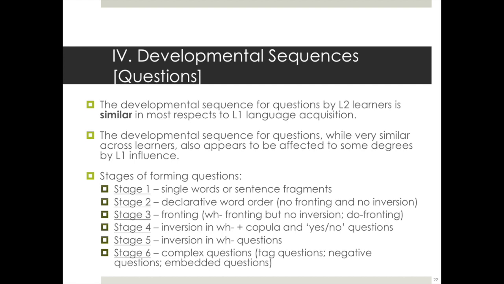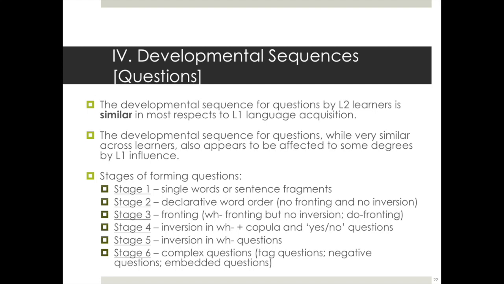And of course, again, maybe we will have a rising intonation to suggest a question. Stage 3, we have fronting, where we have a WH fronting but no inversion. And in the case of yes no questions, we have do fronting, like do you want tea? Of course, there are more stages, 4, 5, and 6, where learners typically will develop more advanced knowledge of the WH questions or yes no questions, and these are consistent and they are characteristic of learner language again.